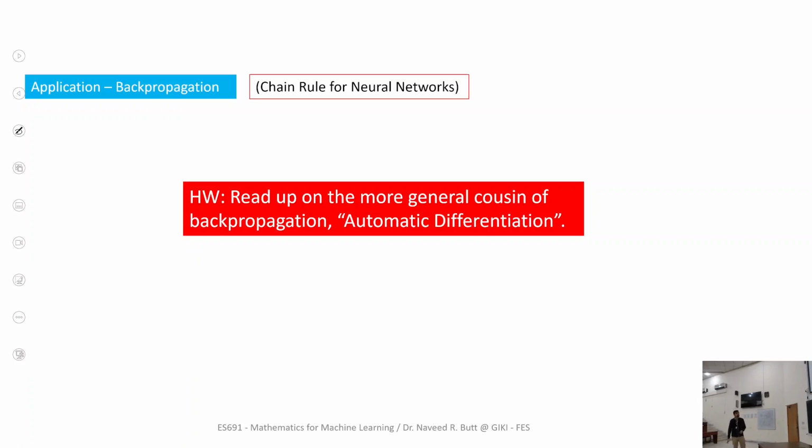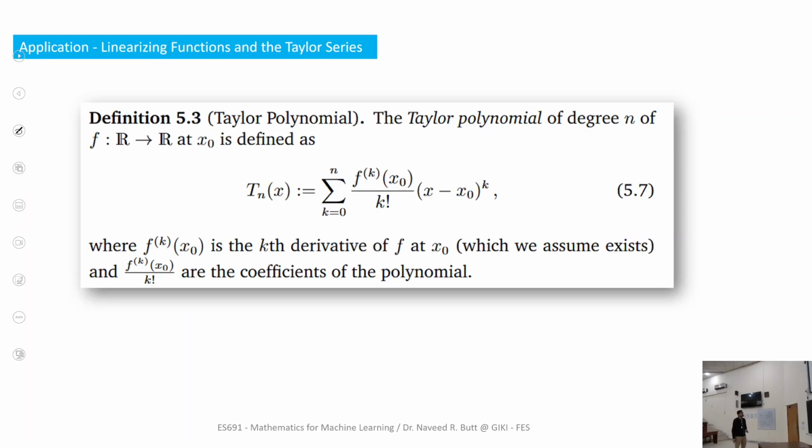Homework for you is to read the general cousin of this called automatic differentiation. Back propagation is a special case of something called automatic differentiation. You have probably heard of it, even used it, and it is not that difficult, but back propagation is a special case of that. In general, for us back propagation is sufficient.